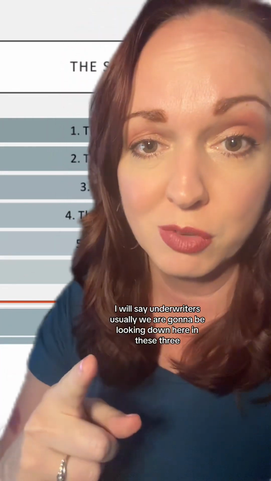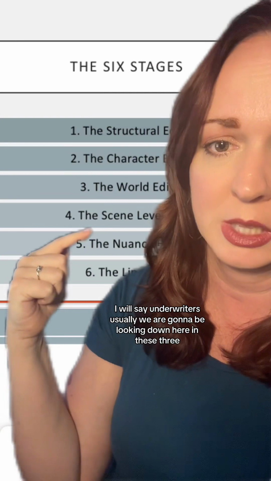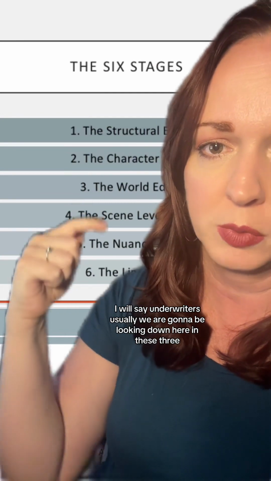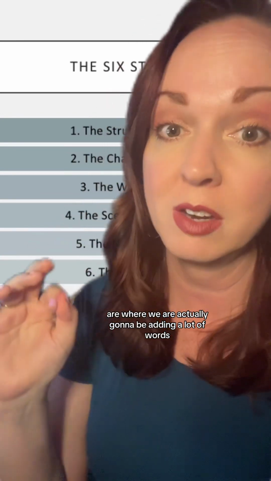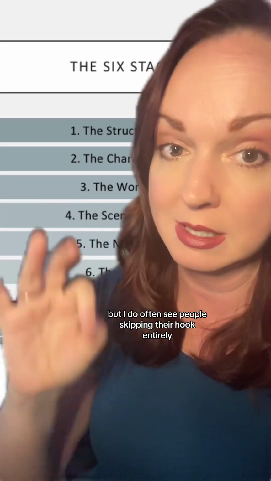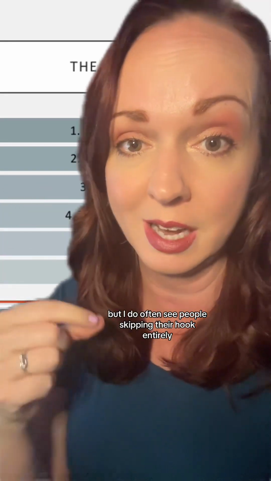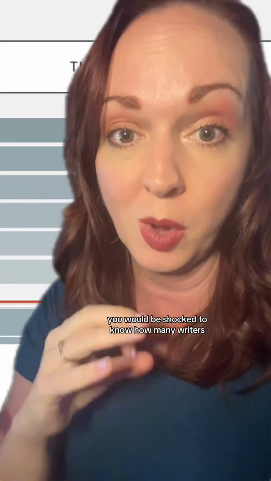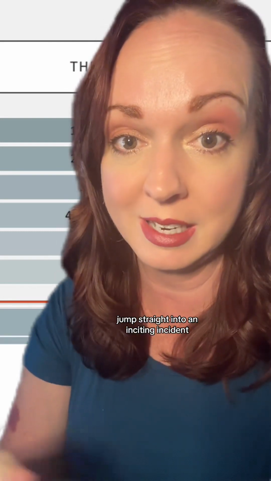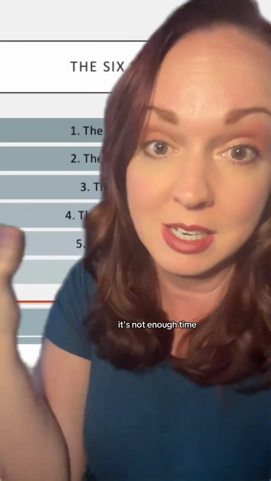I will say underwriters, usually we are going to be looking down here in these 3 are where we are actually going to be adding a lot of words, but I do often see people skipping their hook entirely. You would be shocked to know how many writers jump straight into an inciting incident. They have an inciting incident on like page 4 or page 5. It's not enough time. We need to know what normal looks like for your character first.